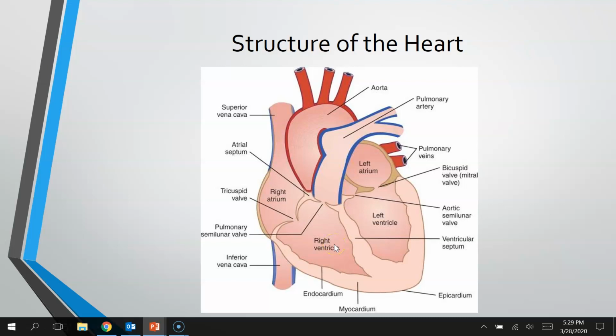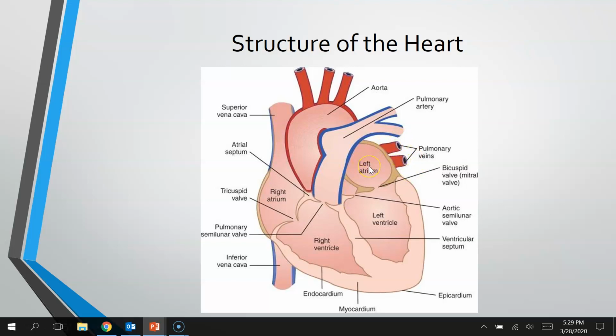It then is going to go off to the lungs and be oxygenated. So it's got to go through another valve, and that's the pulmonary semilunar valve. It's going to go through the pulmonary arteries, because remember, arteries take blood away from the heart. It's going to go to the lungs to get oxygenated, and then the blood is going to come back to the heart through the pulmonary veins.